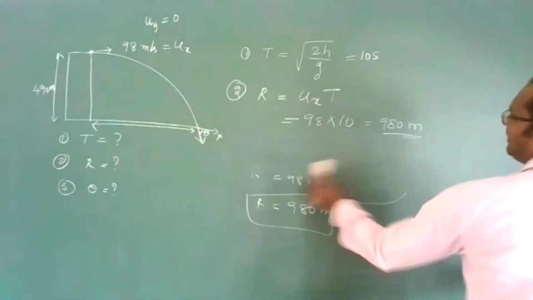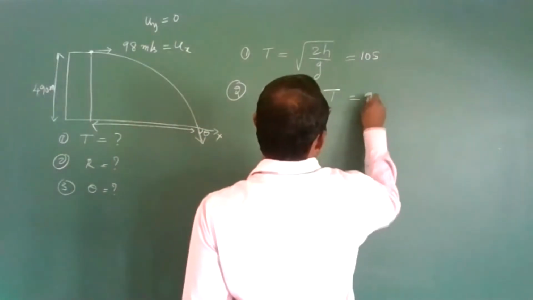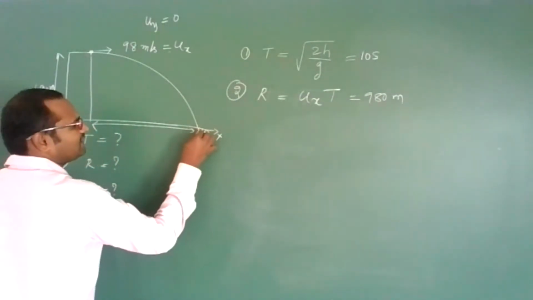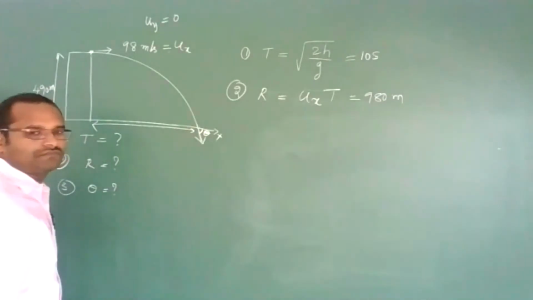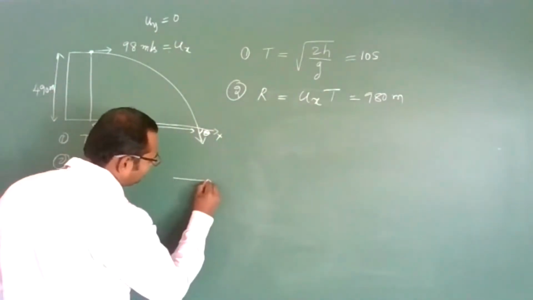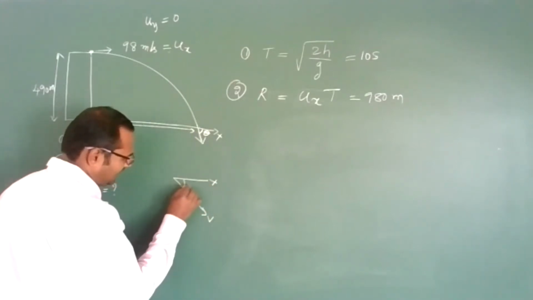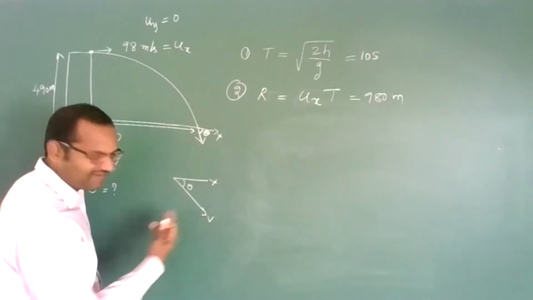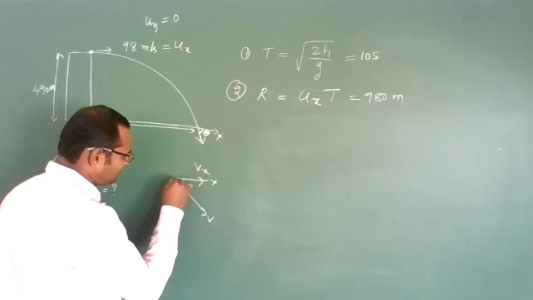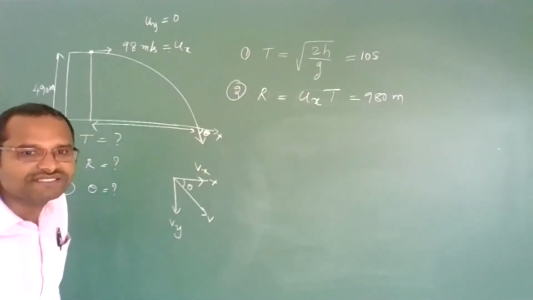What do you want? Next point what? Next point is, after 980 meters, with what velocity it will hit the ground. This is the one. Okay? If you observe this diagram carefully, this is the horizontal axis, this is the velocity with which it is hitting the ground, this is angle theta, the final velocity. And if you want, you can resolve this into Vx and Vy. Yes, we can resolve.